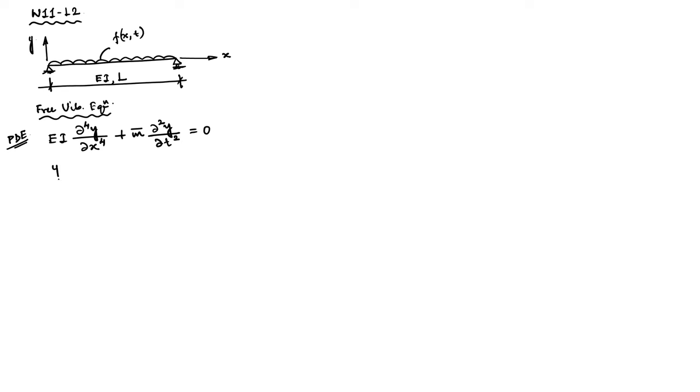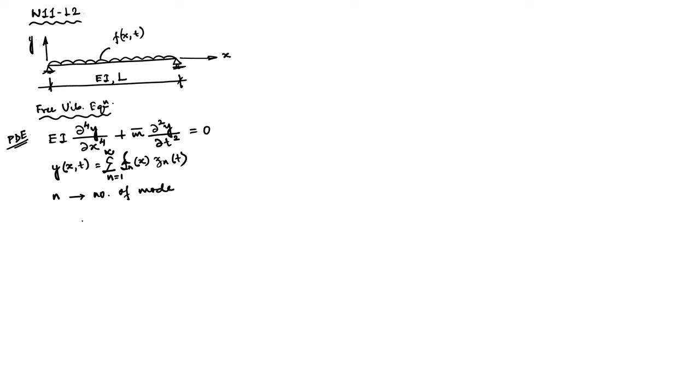So, what we proposed is y of x comma t is equal to phi n of x, z n of t, and then we sum over all n. So, n is the number of modes. Obviously, n ranges from 1 to infinity. So, we have the possibility of an infinite number of modes.